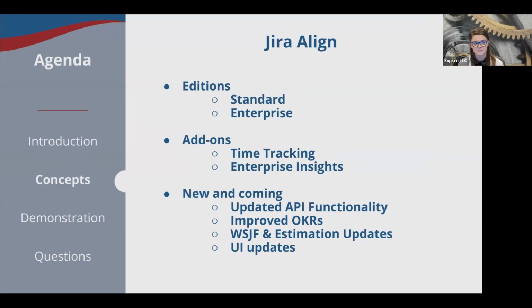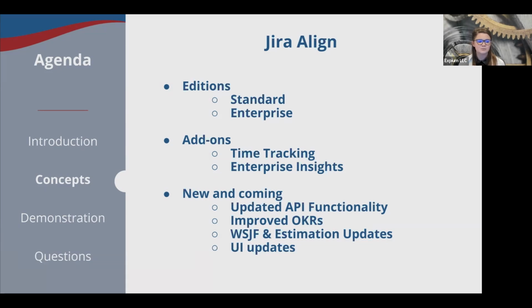As for some new and upcoming updates, over the last couple of months, Atlassian has had a lot of really good feature releases. They've updated a lot of the API functionality, what is available through the API. They are working to improve OKRs. We saw a glimpse of this a couple months ago, but they should be rolling out that full functionality in the next couple of months.